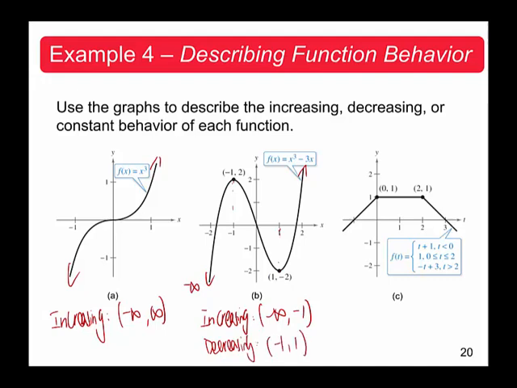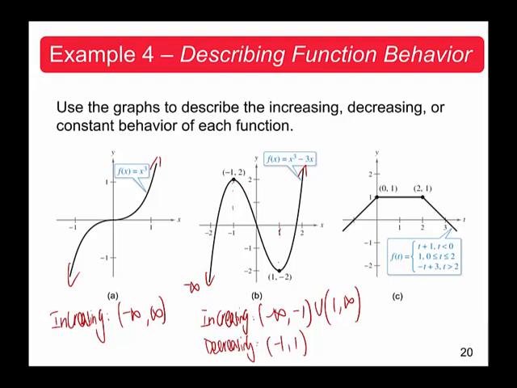-1 to 1. Now, from 1 to infinity, it's moving upward again. So we have 2 increasing intervals here: negative infinity to -1, and then 1 to infinity. And then the third one, right here, is a piecewise function.